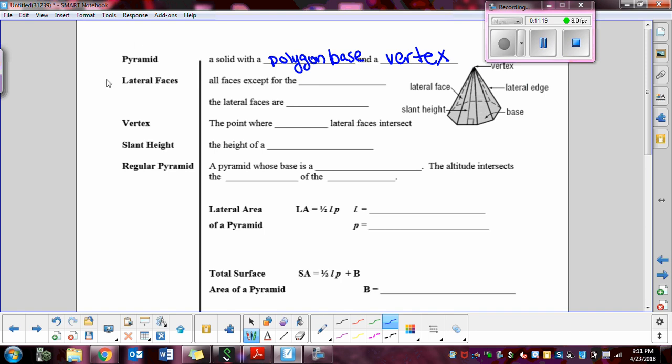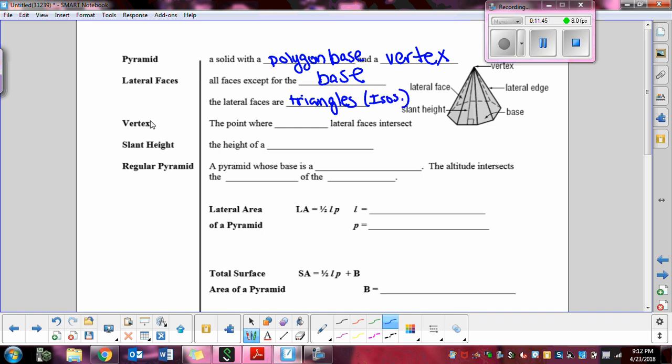This is a vertex. The lateral faces are all faces except for the base. The lateral faces are triangles. These are all isosceles triangles, actually. So I can write triangles and then put isosceles. Specifically, they're going to be isosceles. The vertex is the point right up here that all lateral faces intersect.